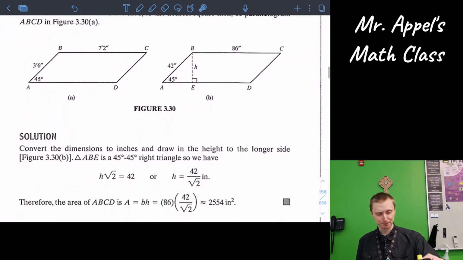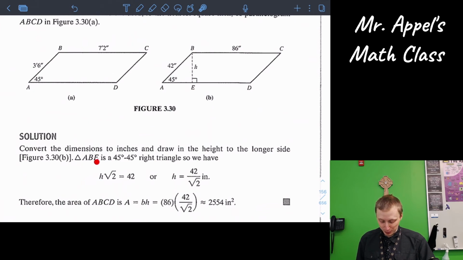So, what do we do? Take a look at figure B there. We convert the dimensions to inches so that we're not dealing with feet and parts of feet, okay? All inches. And draw in the height to the longer side, right there.